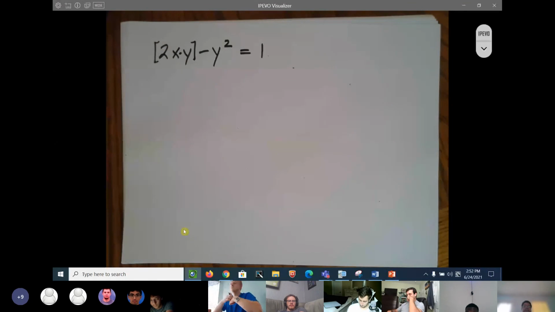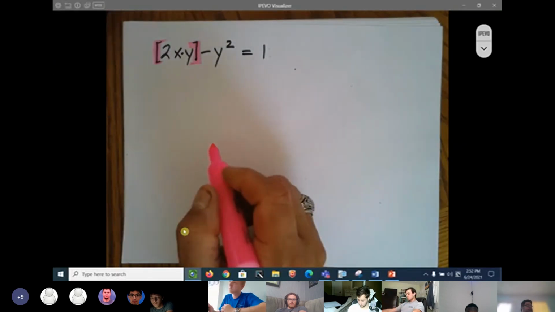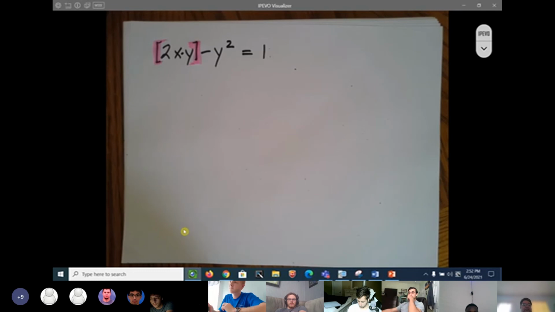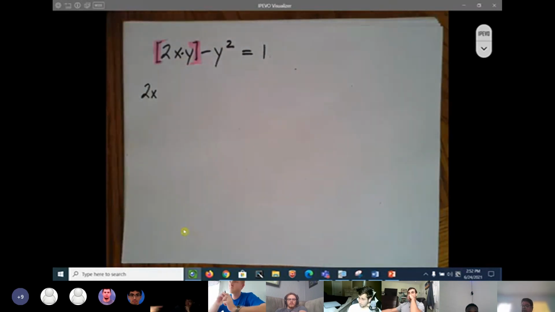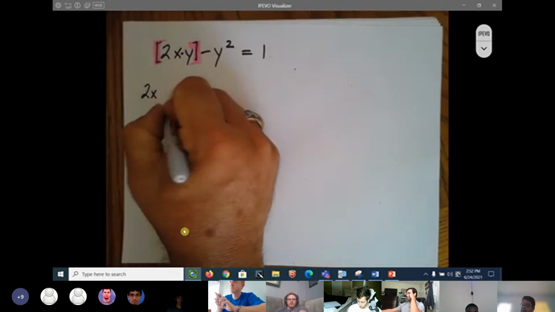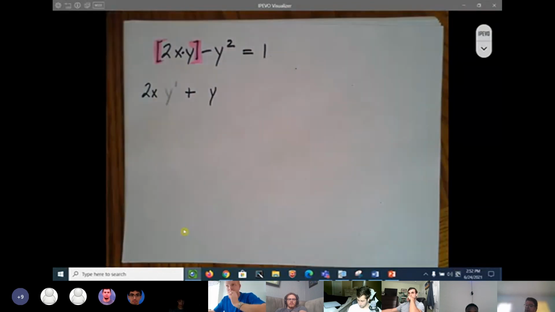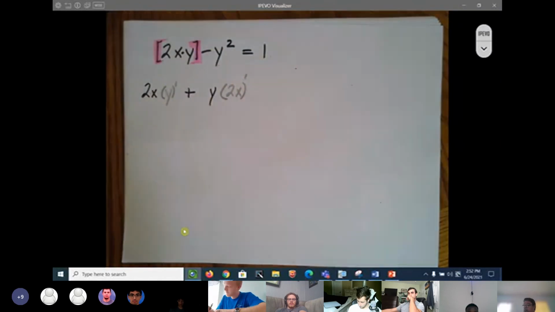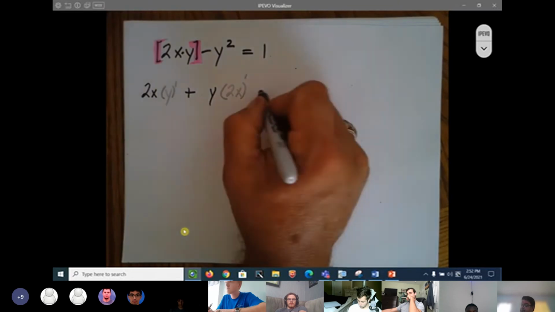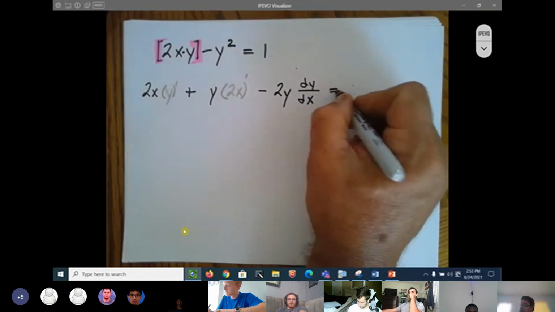So what I'm going to do is, I don't get to use my silver pen very much, so I'm going to use my silver pen. And I'm going to do 2x, that's first, times the derivative of the second, plus the second times the derivative of the first. Minus 2y dy dx equals 0.